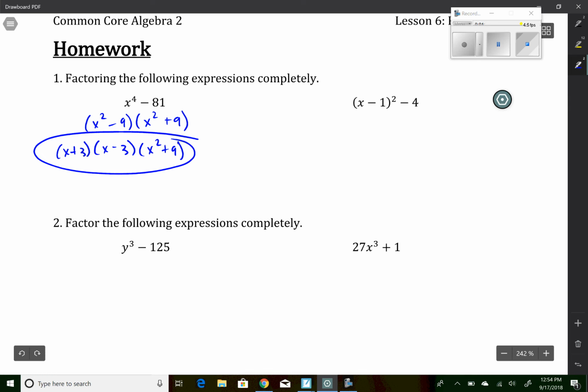The second one here is kind of an interesting one. This is actually a difference of two squares question again. I'm squaring something and I'm squaring something. So I would make two parentheses. The first one would be x minus 1 minus 2, and the second one would be x minus 1 plus 2, just as if that was an x minus 1 squared. Then I can combine some like terms. So I have (x minus 3)(x plus 1).